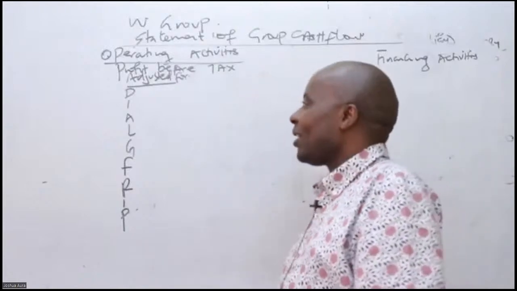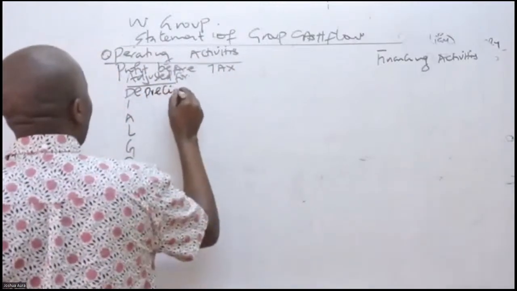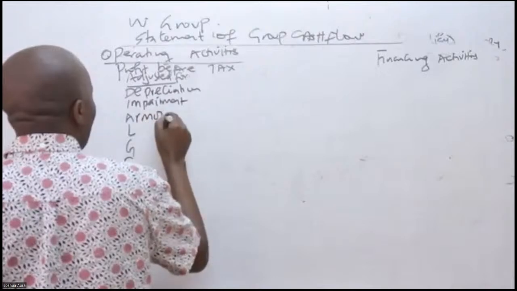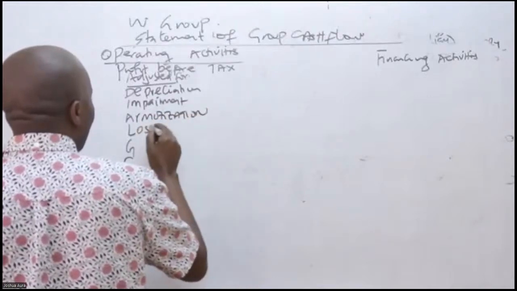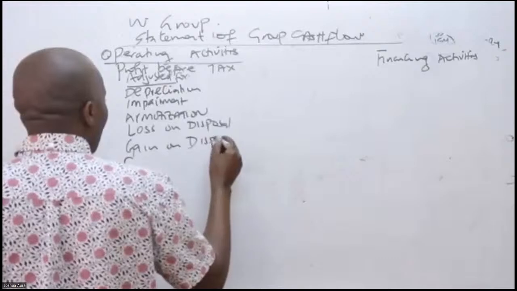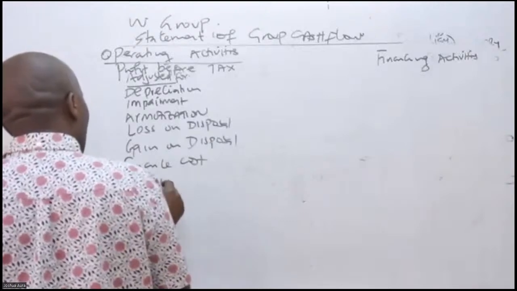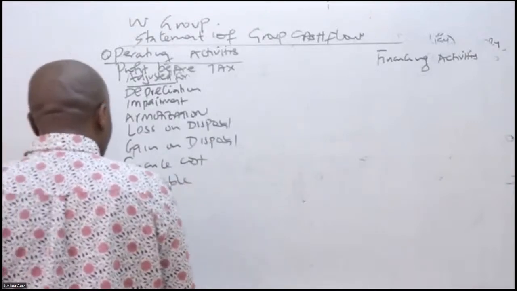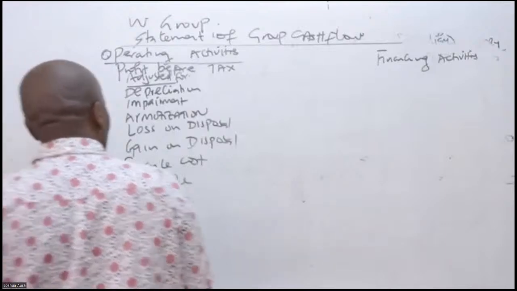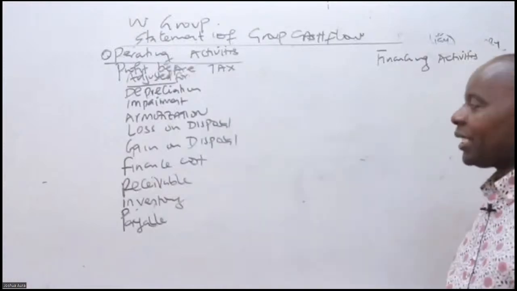Thank you. Okay. So then we know that this is depreciation. This is impairment of goodwill. This is amortization. This is loss on disposal. This is gain on disposal. We have here finance cost. Here we have receivable. Here we have, in this case, inventory. Here we have what we call payable. So Paddy says good now. Please now finish typing this very fast.